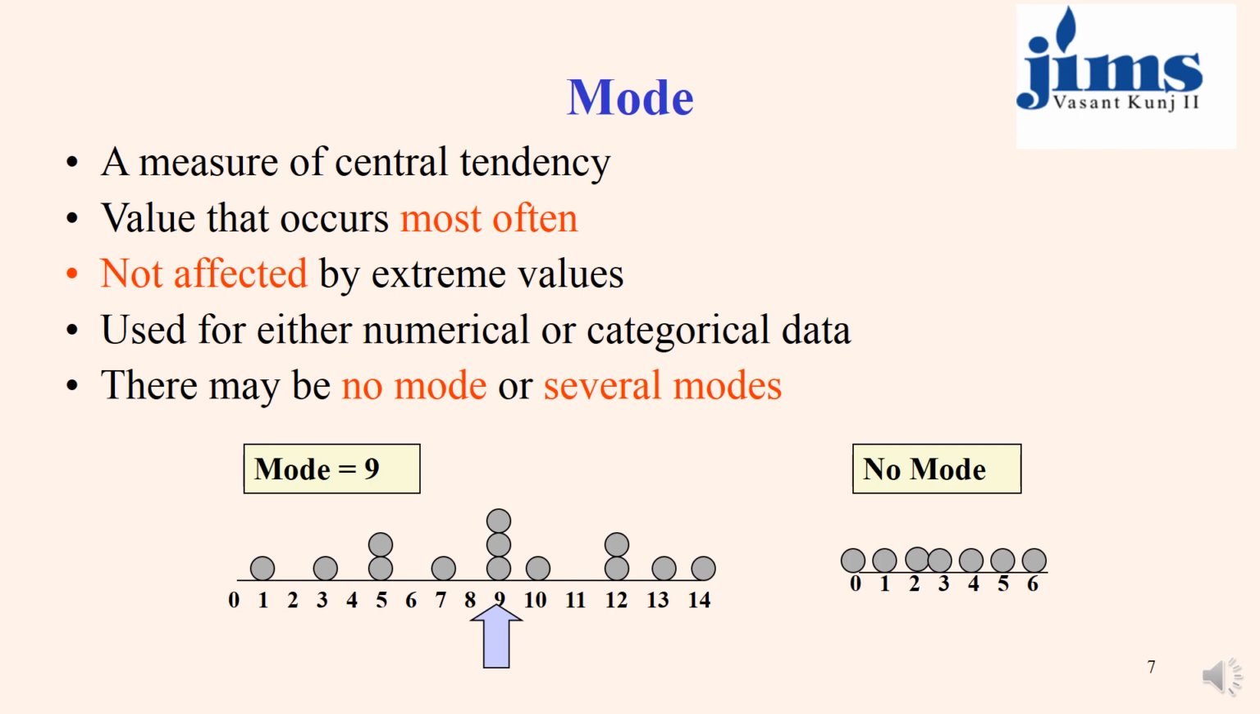Now mode is the most often repeated number. Here 9 is repeated thrice, therefore the mode is 9. But here, if you see, none of the numbers is repeated, that's why there is no mode. You should be very sure about this: the most repeated number is represented by the mode.